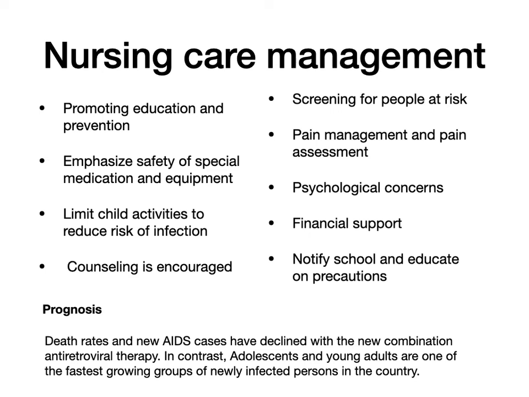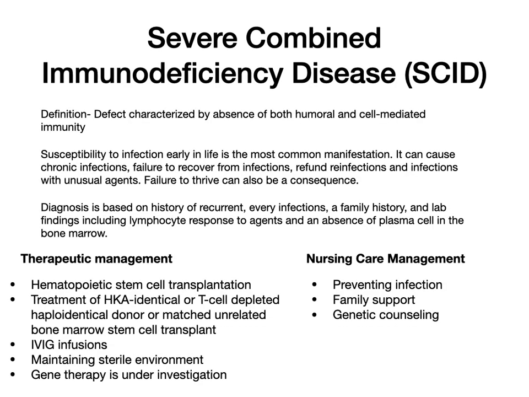The prognosis is the death rates and new AIDS cases have declined with the new combination antiviral therapy, but in contrast, adolescents and young adults are one of the fastest growing groups of the newly infected persons in the country. Severe combined immunodeficiency disease is a defect characterized by absence of both humoral and cell-mediated immunity. Susceptibility to infection early in life is the most common manifestation, and diagnosis is based on history of recurrent infections, family history, and lab findings. Therapeutic management includes stem cell transplantation, IVIG infusions, maintaining a sterile environment, gene therapy, and nursing care management is preventing infections, family support, and genetic counseling.